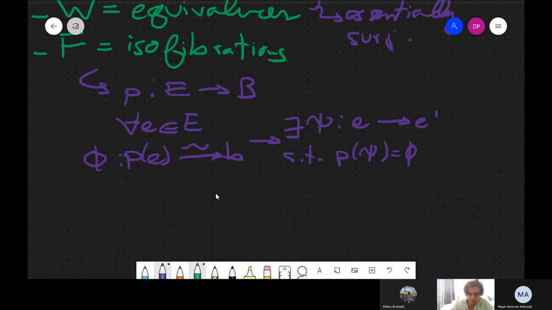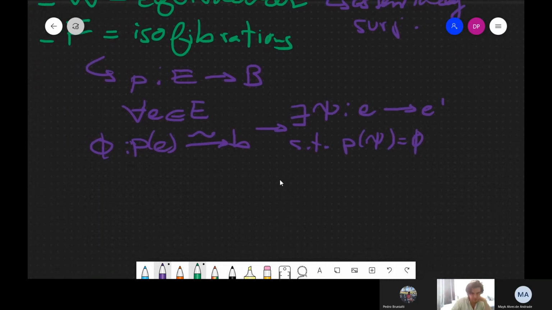How do we picture this? It's like we have this isomorphism down below here first, and we have this part here, and the thing is that this can actually lift to an isomorphism here. This is what's called an isofibration. Okay.